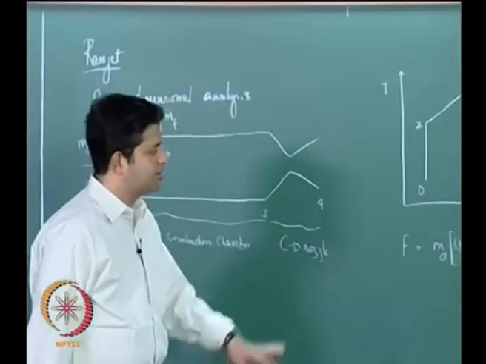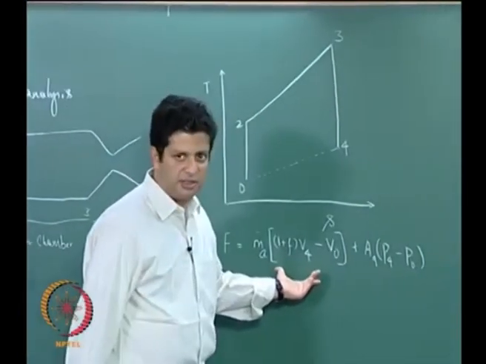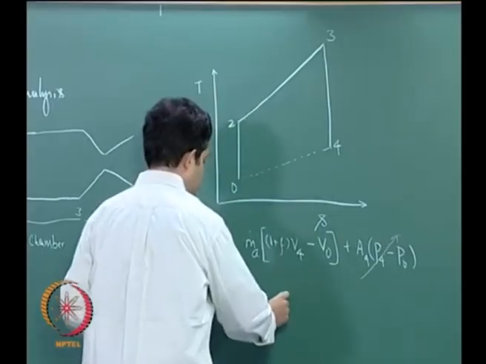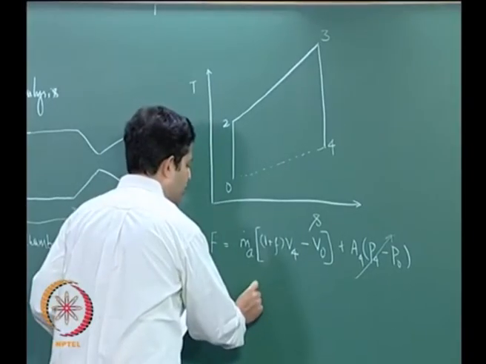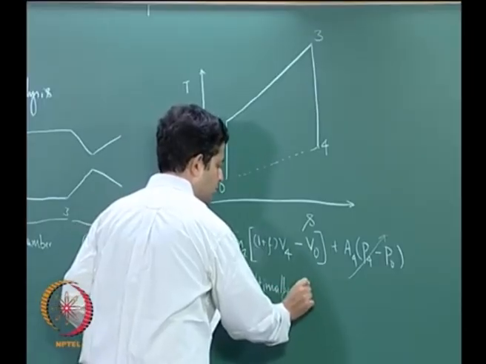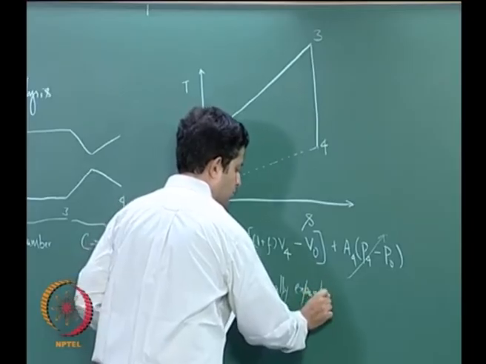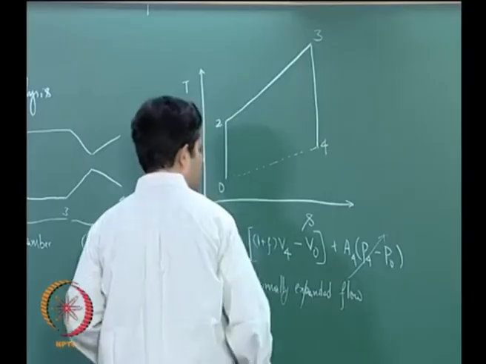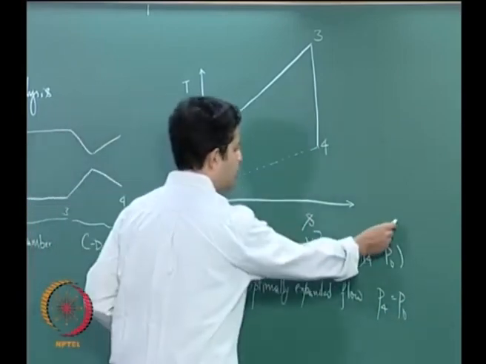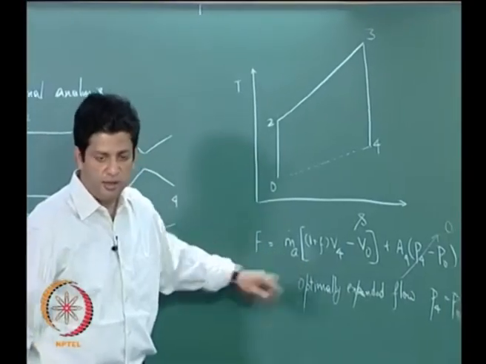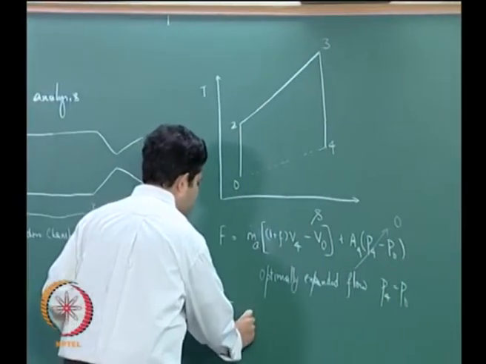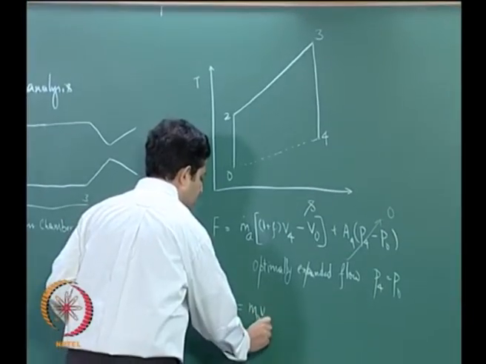Typically the pressure thrust part is very small compared to the convective flux thrust. So in this analysis we will neglect this part. We will consider that the nozzle is optimal, the flow in the nozzle is optimally expanded. So P4 will be equal to P0, and this part goes to 0. Essentially we are left with only the convective flux.